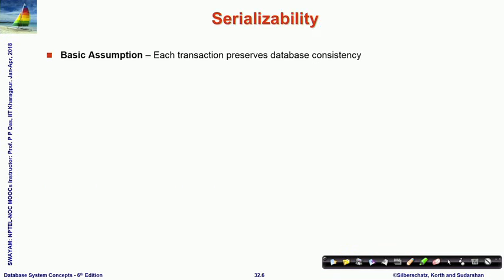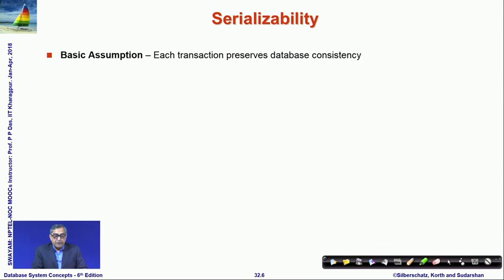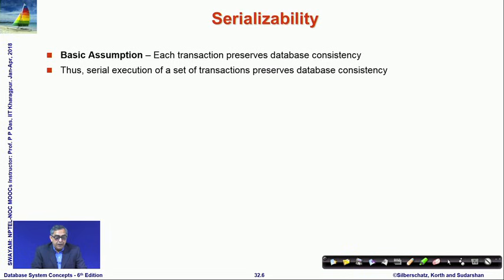So, to understand serializability, we make a basic assumption. We make an assumption that every transaction by itself preserves the database consistency. That is, it starts in a consistent state of the database, and through the execution of its instructions in the order given, it leaves the database in a consistent state. That is satisfied in each and every transaction.